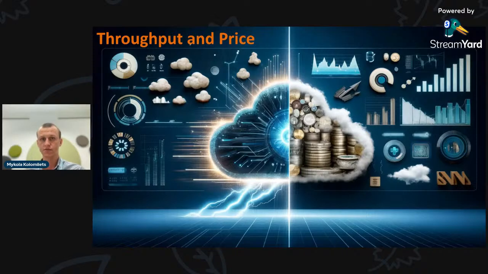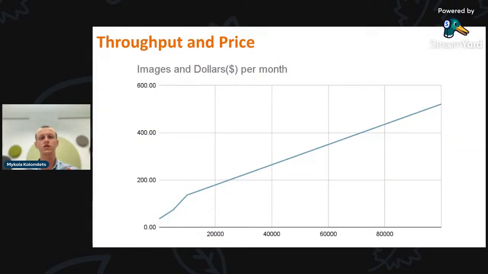And here I want to show you an example, and absolutely it is very approximate, and it is very related to my pet project. But anyway, I have these numbers and I want to share them with you. You can see here that on the bottom horizontal line is the count of the images, and vertical is dollars per month.